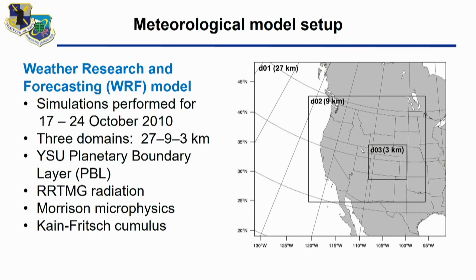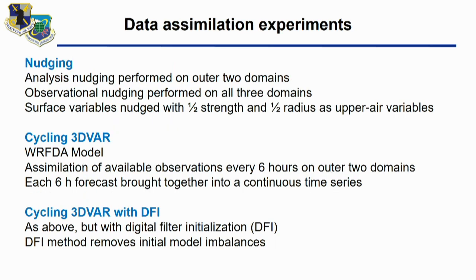So the model we're running is the Weather Research and Forecasting Model, WRF. We set up 3 domains over the western half of the United States, centered over Colorado there, the 3-kilometer, the highest resolution domain. And you can see some of the other settings for WRF. I won't go into too much detail, but we can talk offline if you're interested in how we set up WRF specifically.